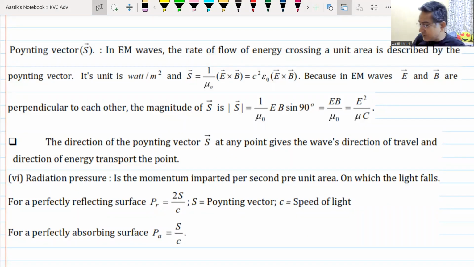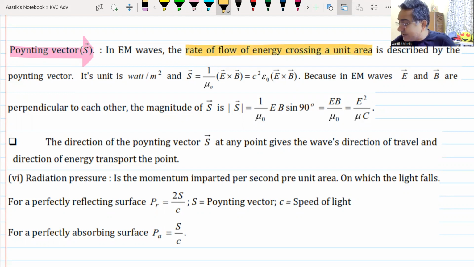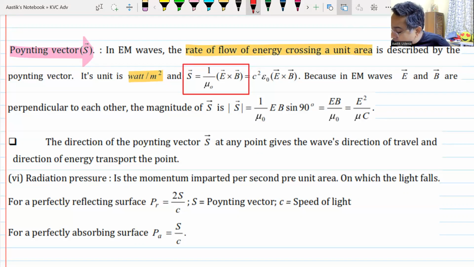And we come to the most important aspect of this, in which most of the questions are framed these days. It is the pointing vector. Obviously, they are not going to ask you what the pointing vector is, because it is not actually part of your course. Pointing vector basically tells us the rate at which energy is flowing through a unit area. Its unit is watt per meter square. This is the formula for pointing vector: S vector is 1 by mu naught into E cross B, or you can also write it as C square epsilon naught into E cross B.